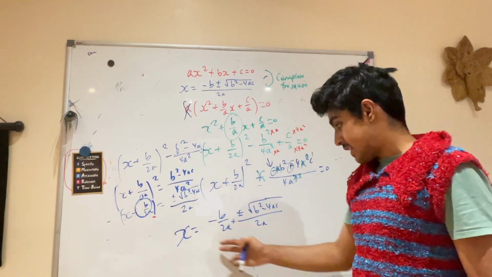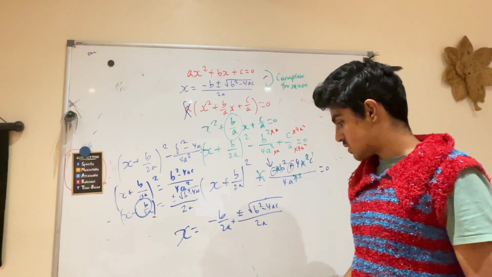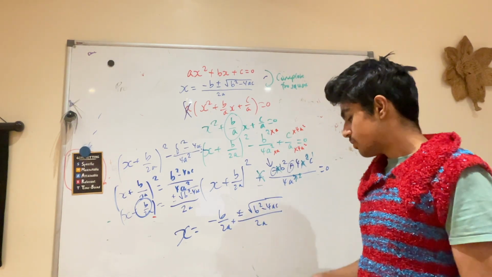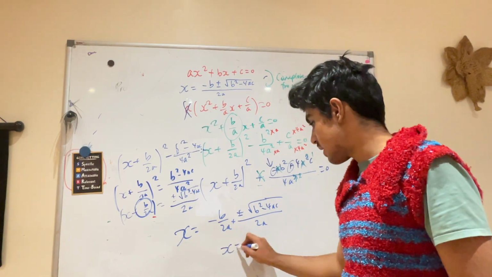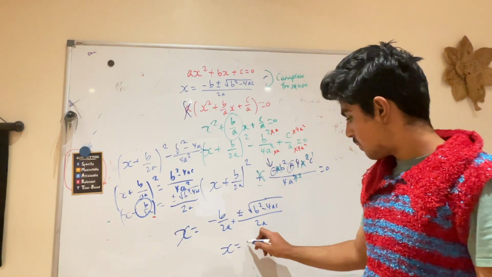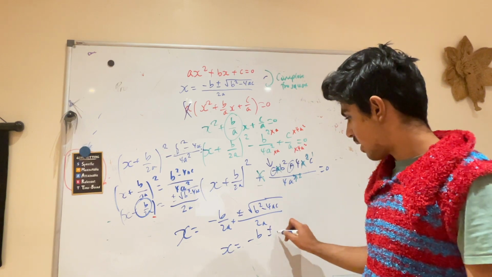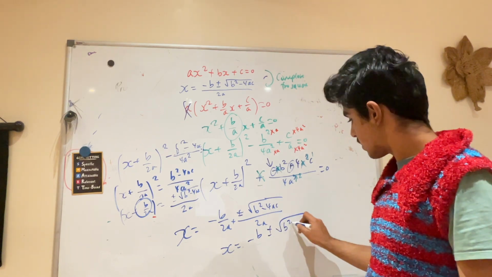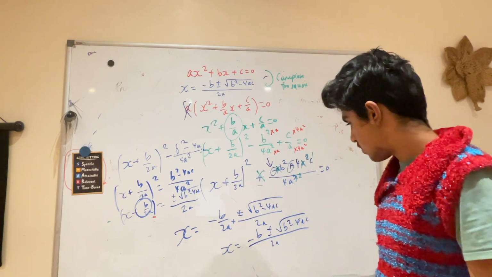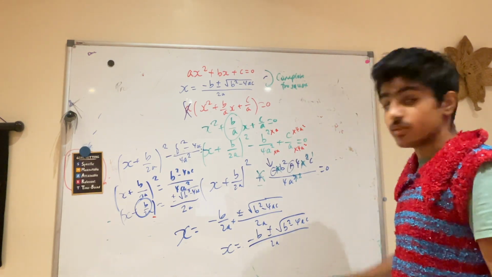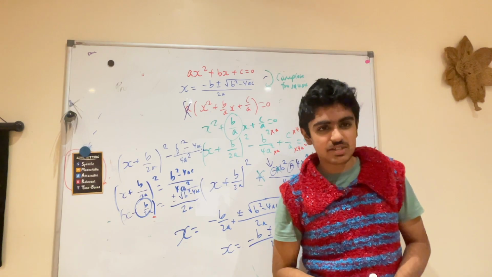Now we've just got to add the algebraic fractions together. We've got the common denominator already, so that's nice. Basically, we're just grouping them together at this point. So we've got x equals minus b plus or minus the square root of b squared minus 4ac all over 2a. Now what do I need to do? Oh, it's just the same as that. That's how you derive the quadratic formula.